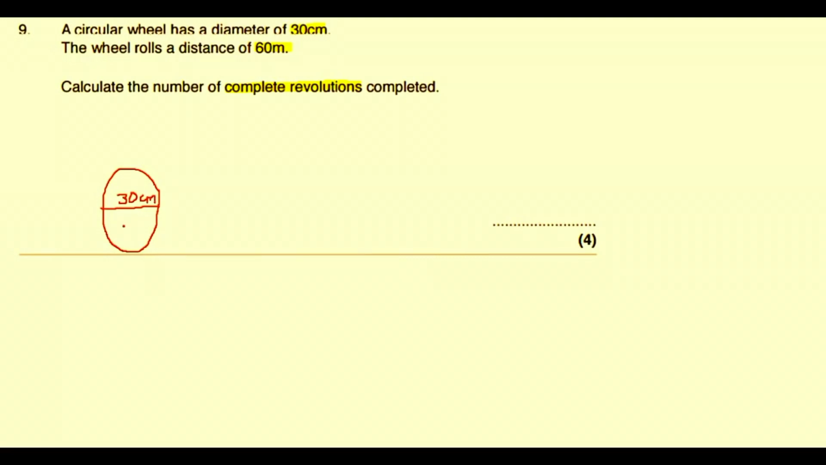The question then assumes we know how a wheel rolls and what relevant equation we need to use to work out how many revolutions this circle does. So let's say the wheel rolls from this point to this point, and this is going to be a distance of 60 metres. Obviously this isn't drawn to scale.